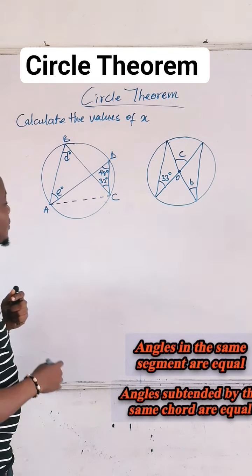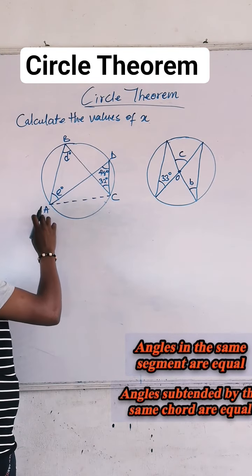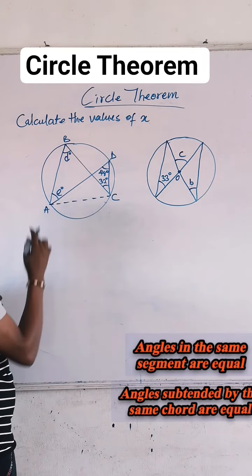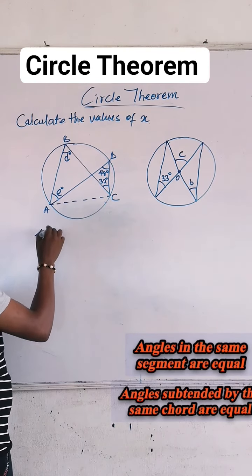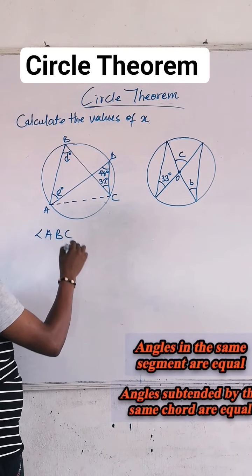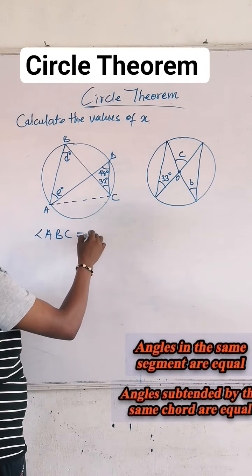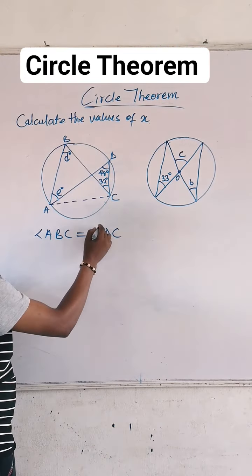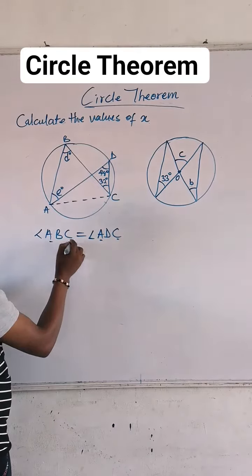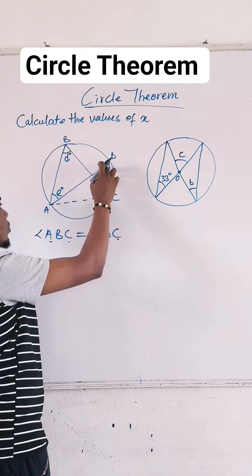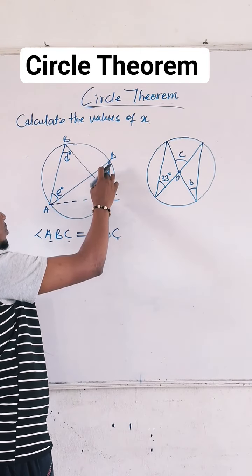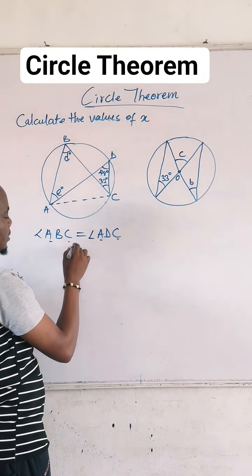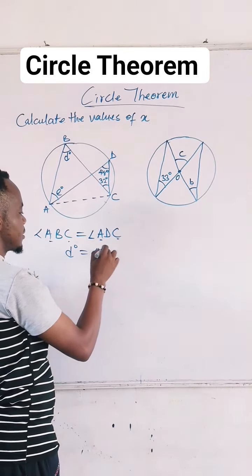Now look at it. You will discover that this chord that subtends this angle is the same chord that subtends this angle. That is, angle ABC is equal to angle ADC. You see the chord, this chord and these two chords. Now they subtend this angle, which is 48 degrees, and D. So therefore D is equal to 48 degrees.